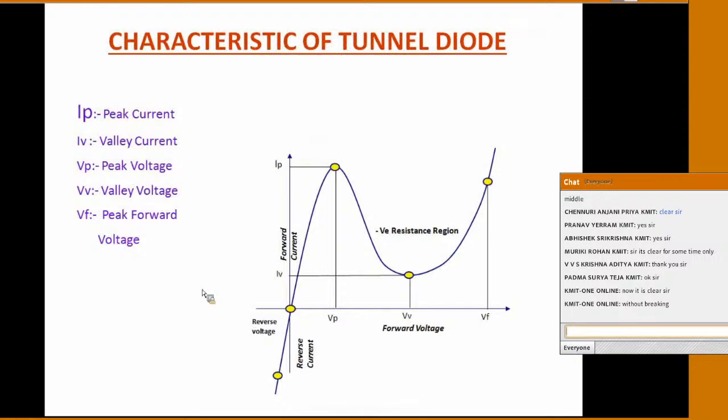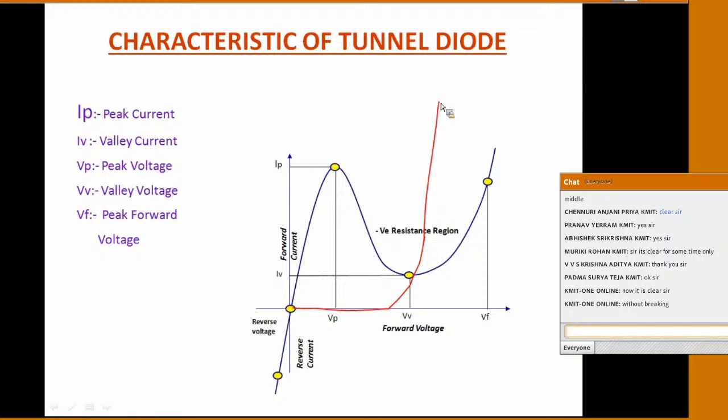Now this is the VI characteristics of your tunnel diode. See the voltage here. This voltage is generally the barrier voltage. In a PN junction diode, up to the barrier potential there is no current flow, and whenever it is greater than 0.7 volts, current flows. This is for the normal PN junction diode case.